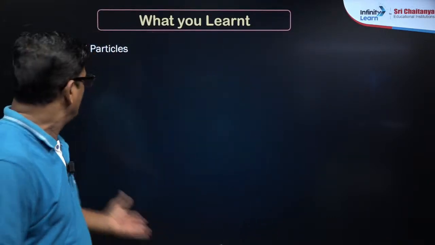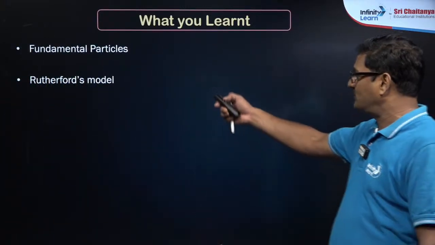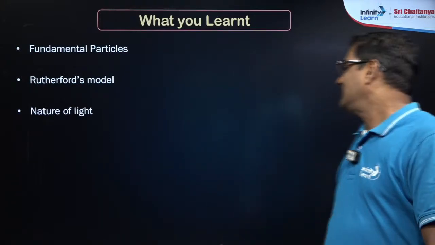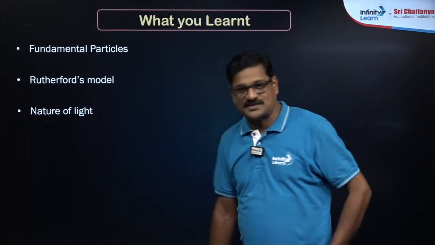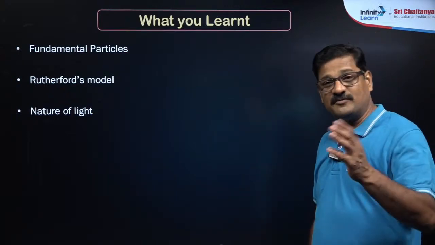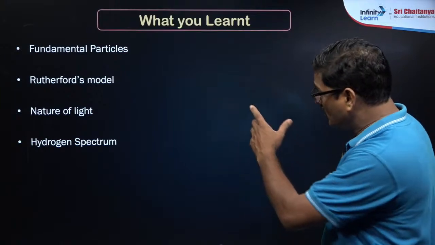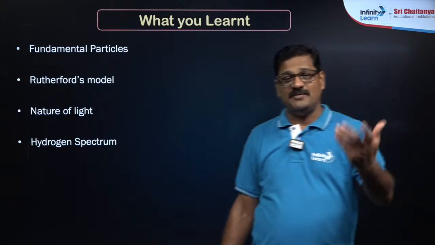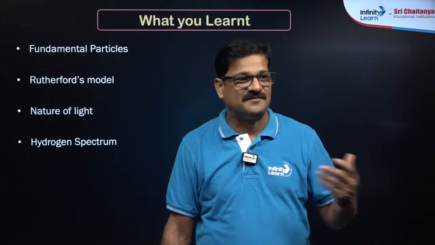Okay, so fundamental particles, later we saw Thomson, and Thomson's student Rutherford gave a model, the alpha ray scattering experiment, and the Rutherford model has some stability issues. To look at the stability issues we also gave the nature of light. In the nature of light, there is wave nature and particle nature, in that Planck's quantum theory was given, and hydrogen spectrum, in that hydrogen emission spectrum, Lyman series, Balmer series, Paschen series, Brackett series and Pfund series.